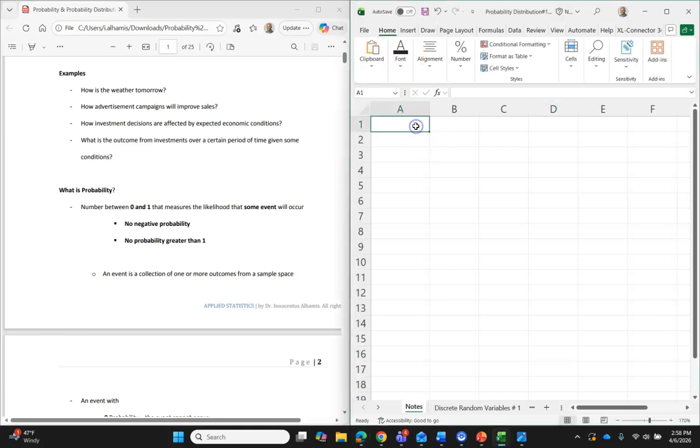So using Excel, we can say it's the number between 0, and I'm going to put 1 there so that we may have this middle section. So it is the number between 0 and 1 that measures the occurrence of an event to occur.